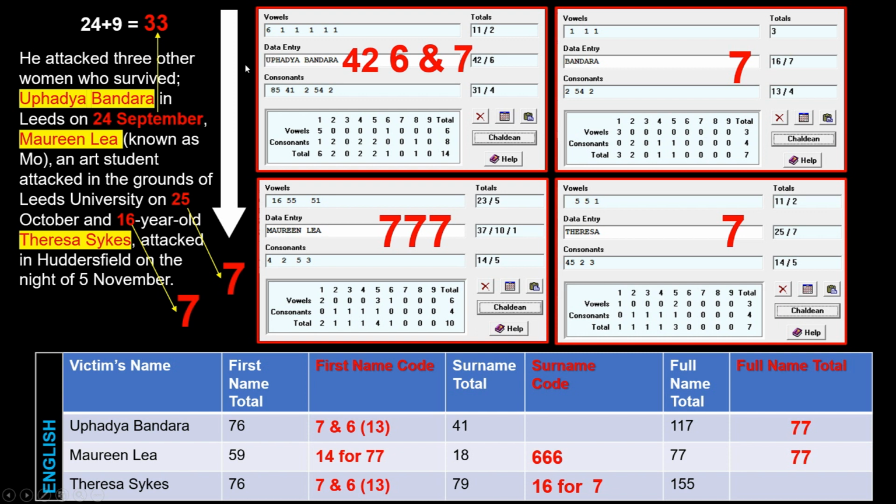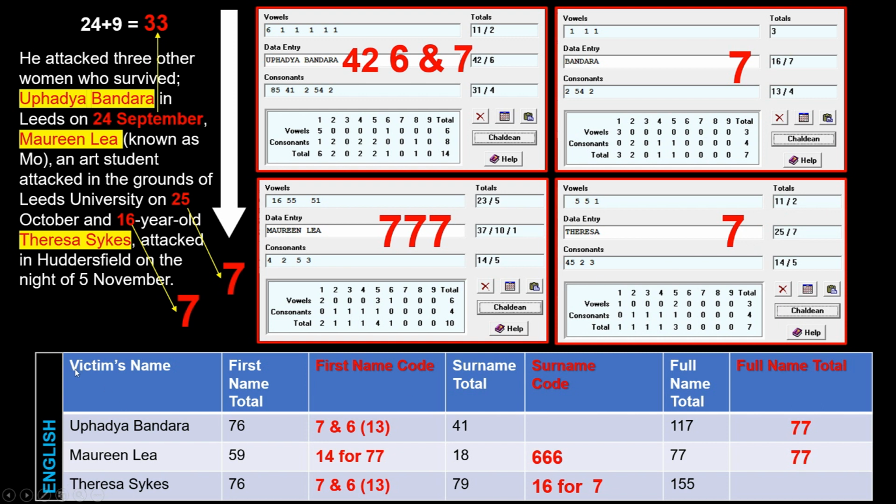Look at this first one here, it adds up to 42 in Chaldean. We've got 6 and 7 again. The Bandara adds up to 16, for a 7. Maureen Lee adds up to 777. Teresa is a 7 because it adds up to 25.